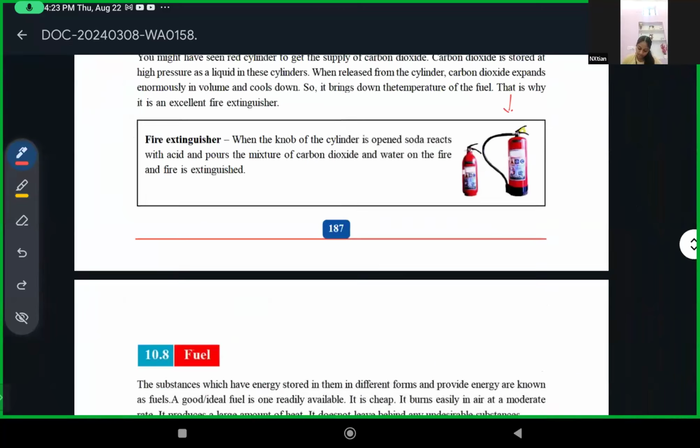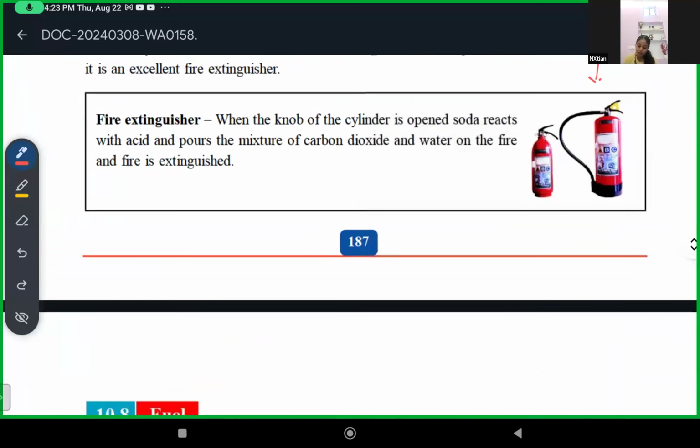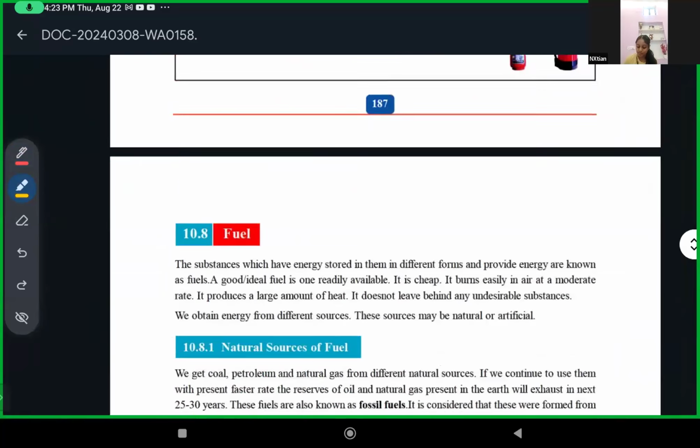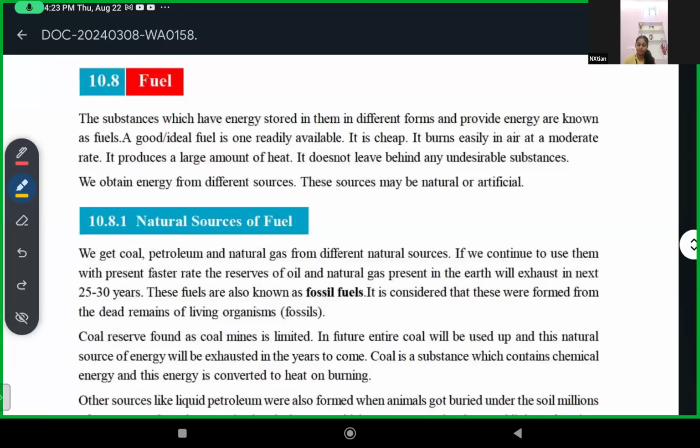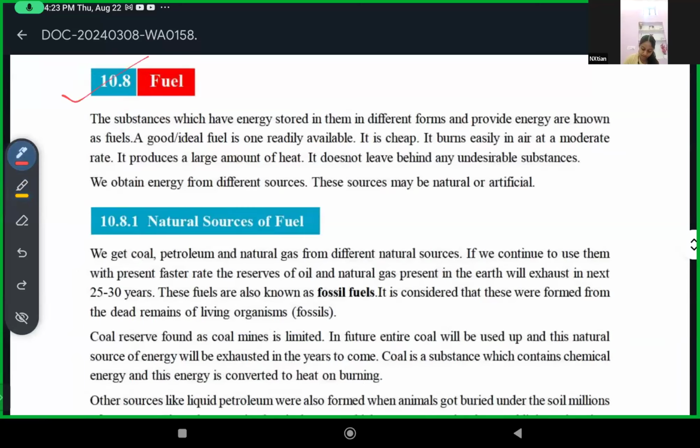So this is a soda-acid fire extinguisher. When the knob of the cylinder is opened, soda reacts with acid and pours a mixture of carbon dioxide and water on the fire, and the fire is extinguished. This is how it takes place. So we stop here, and from fuel we will continue in the next class, tomorrow.